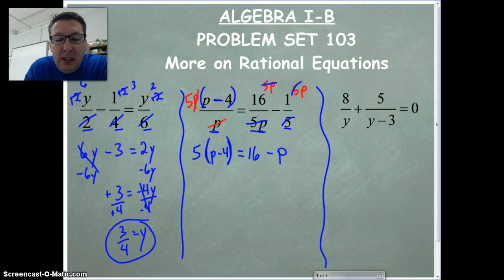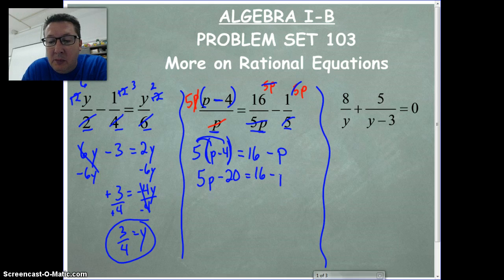Now that I have it written as one big equation, no more fractions, I can distribute. So I have 5p minus 20 equals 16 minus p. Now we need to get our like terms together. I'm going to add p to both sides. So I have 6p minus 20 equals 16. Next, add 20.